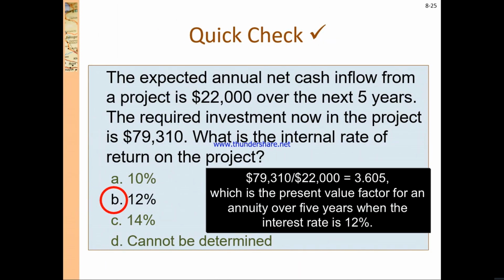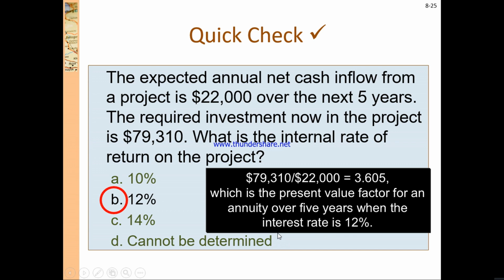It will be 12% because 79,310 divided by the cash inflow of the project, $22,000 per year. So the result will be 3.605, which is the present value factor for an annuity over 5 years when the interest rate is 12%.